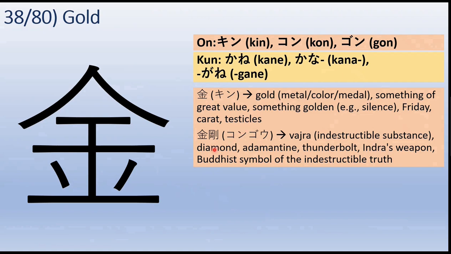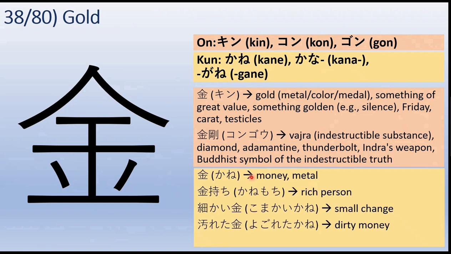Then we have Kongo. Kongo means Vajra. Vajra is a mythological weapon of Lord Indra in Hindu mythology, which is an indestructible substance. It may also represent diamond, adamantine, or thunderbolt, that is Indra's weapon. And it also represents the Buddhist symbol of the indestructible truth. So the symbol is a very important symbol that can give a wide range of meanings.